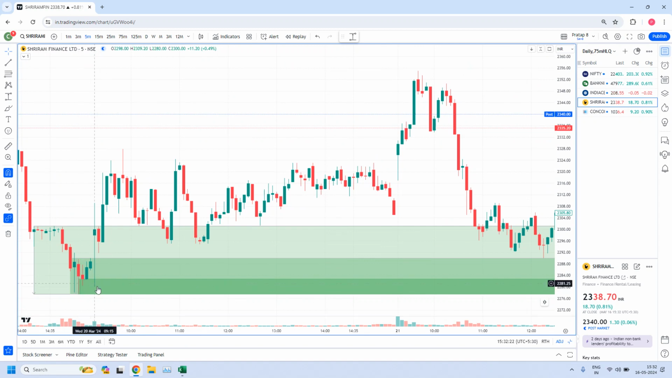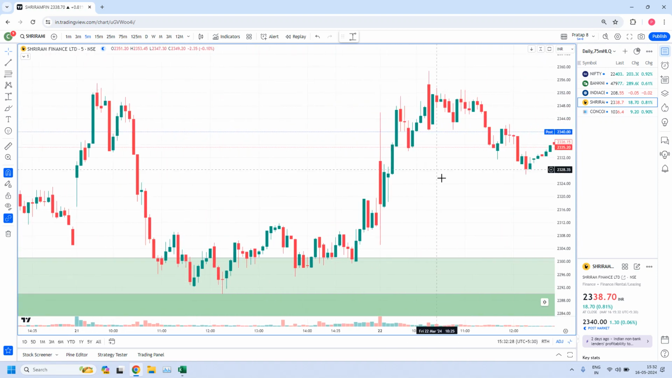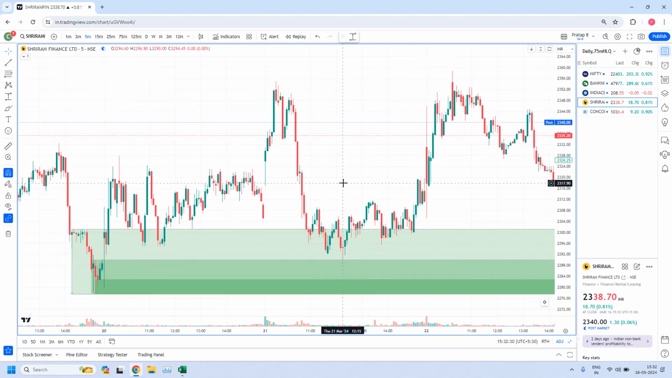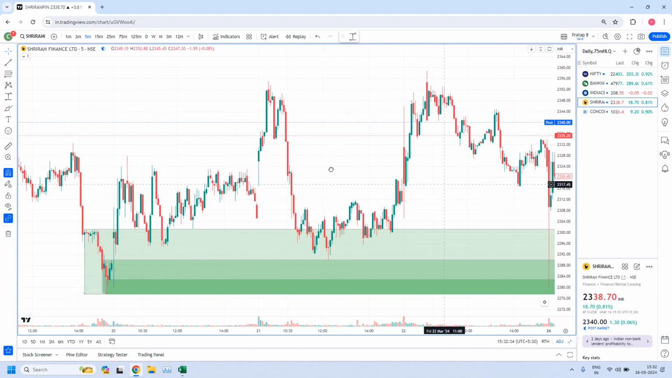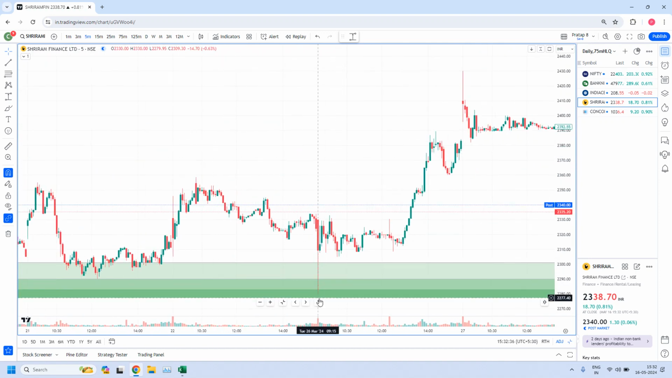See here, this is the first time it is tested here, but this is anyway part of the leg out. So the leg out has picked up the orders from this area. That means here we have a strong order flow. See again, prices entered into this zone and see the strong rejection.